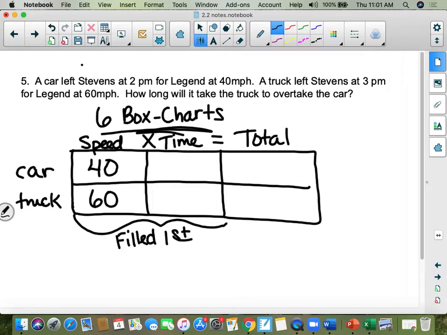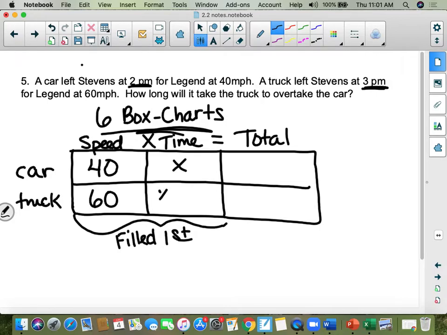A car left Stevens at 2 p.m. and a truck left Stevens at 3 p.m. It doesn't matter which one I'm going to give. I'm going to give the car the X. It doesn't matter. I could have given the truck the X. The truck left 1 hour after the car.